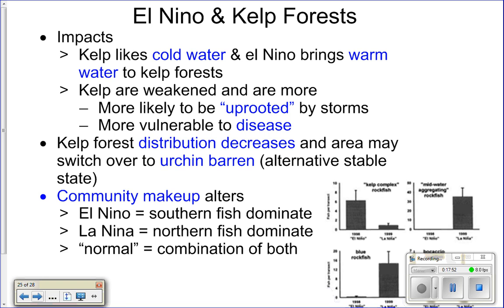So what happens is, because they get weakened and sick, we actually get a distribution decrease in kelp forests during El Nino. The amount of kelp forest actually decreases during that time. And sometimes if it's really severe, you can actually get a switch from a kelp forest to an urchin barren state, because so much of the kelp gets destroyed and pulled up. So your other alternative stable state can occur because of El Nino.